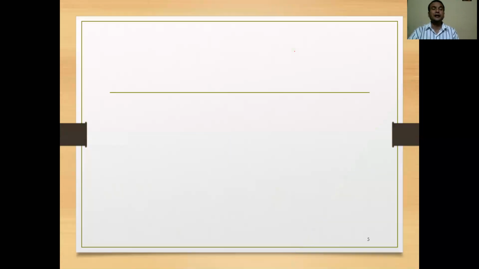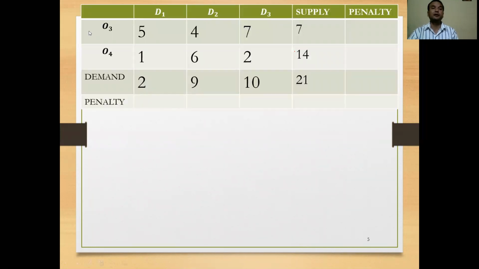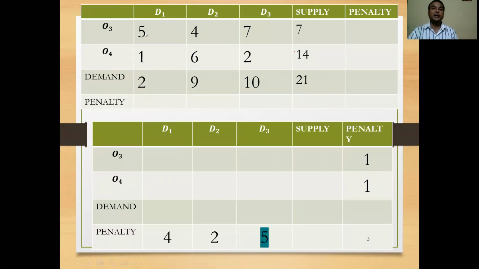Here in origin 2 no supply item is there, therefore we ignore origin 2. In our next slide, we have only origin 3 and origin 4. Then again, the same procedure, we apply this penalty. The minimum costs here are 5 and 4, penalty is 1, then 1 and 2, penalty is 1, then 5 and 1, penalty is 4, 4 and 6, penalty is 2, then 7 and 2, penalty is 5. Hope you understood how to obtain the penalty.